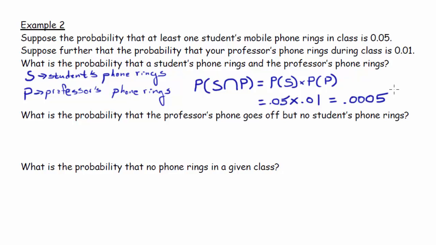Next we want to know, what's the probability that a professor's phone goes off but no student's phone goes off? Now this is a little more complicated. To help us here, we're going to come back to that representation that we just looked at. Let's say first of all, your professor's phone could either go off, or the complement of that would be that my phone did not go off, and we're going to denote that with a P bar. Then our second event is for our students. Either a student's phone could ring, denoted by S, or no student's phone rings, which we're going to call S bar.